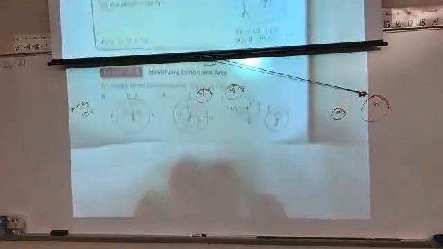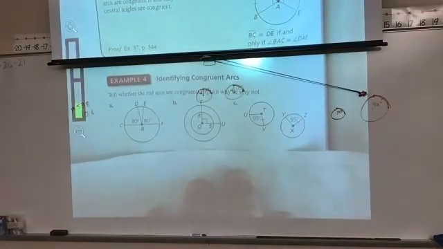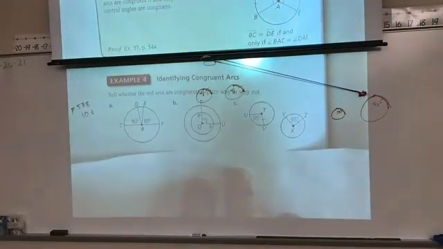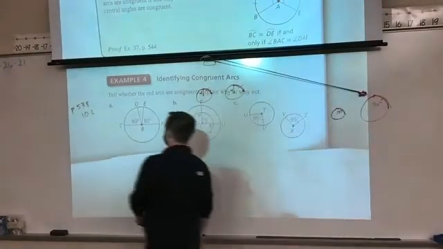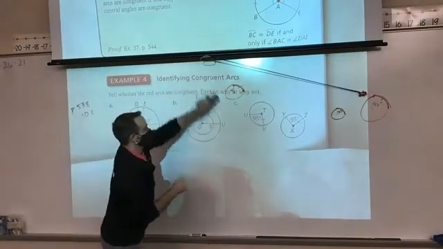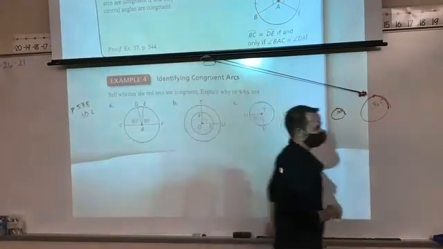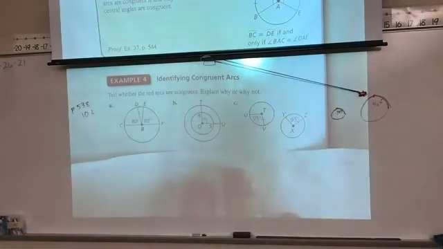So let's look at these three examples here. They're asking us to say whether the red arcs are congruent or not. Hopefully you can see which ones are red. We're talking CD and EF. We're talking RS and TU. And we're talking UV and YZ. Take a second to think about it.